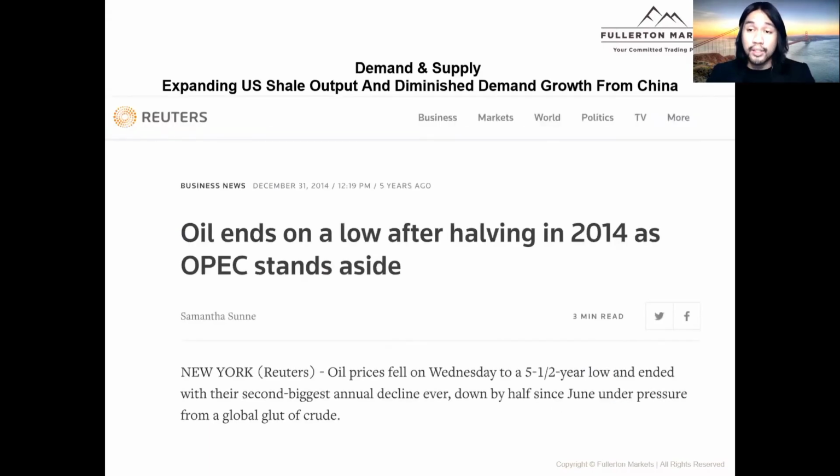After that, we have demand and supply. Oil ends on a low after halving in 2014 as OPEC stands aside. Oil prices fell on Wednesday to a 5.5-year low and ended with their second biggest annual decline ever, down by half since June under pressure from a global glut of crude.